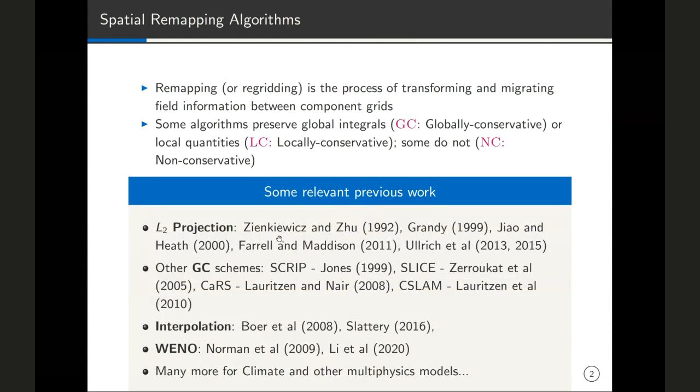And some of these variants are based on L2 projection. There are also other schemes that are globally conservative, but not necessarily higher order, at least not more than second order. And there are also many interpolatory schemes and some that are based on mesh-free methods. And one example is what Jim just talked about today with the weighted ENO schemes.